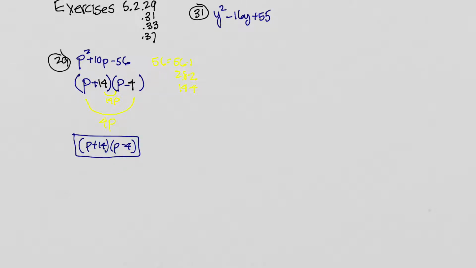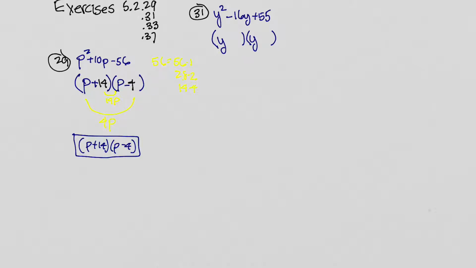Now in 31, we've got y squared minus 16y plus 55. I don't see anything common, no common factors all the way through. So let's start here by writing our two sets of parentheses, anticipating we can do this. Let's start with the first and the first, a y and a y. That'll give us the y squared.